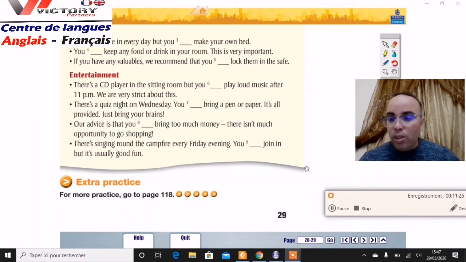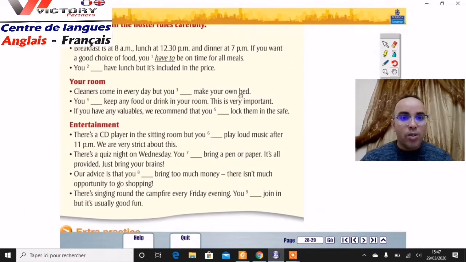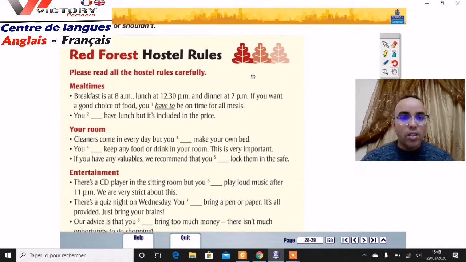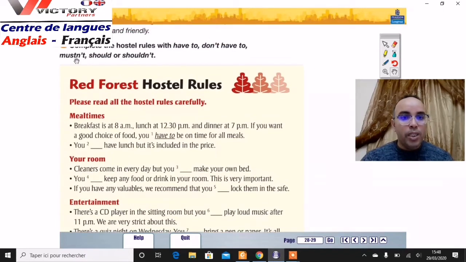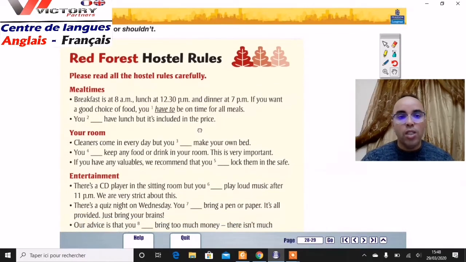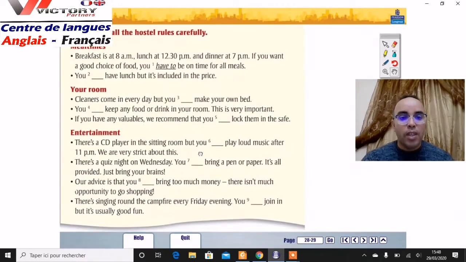In order to do more exercises concerning the auxiliary verbs that we have just seen, you can go back to your course book, page 29, and try to do this exercise, as you can see here. Complete the hostel rules with have to, don't have to, mustn't, should, or shouldn't. So try to do this exercise, please.